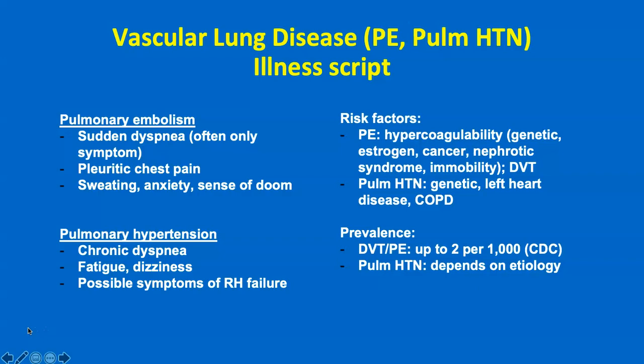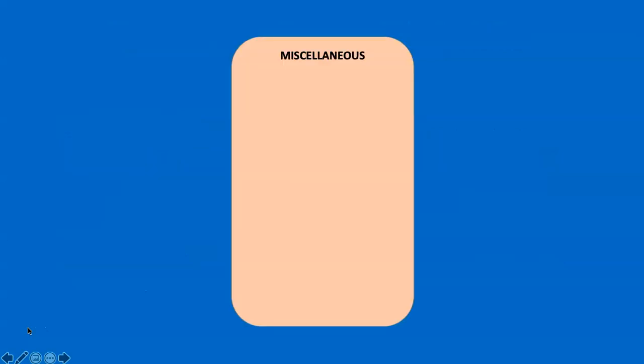your mind. For pulmonary hypertension, there's a lot of different causes of pulmonary hypertension. You can have genetic etiologies. You can have left heart disease causing that pressure back up into the pulmonary vasculature. And you can have COPD. It's a primary pulmonary disease, but it causes vasoconstriction of the pulmonary vasculature. The prevalence of DVTs and PEs, they're found in up to 2 people per 1,000 per the CDC. And pulmonary hypertension, because there's a lot of causes of it, the prevalence really depends on the etiology.